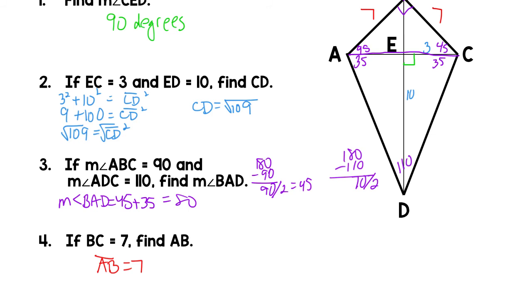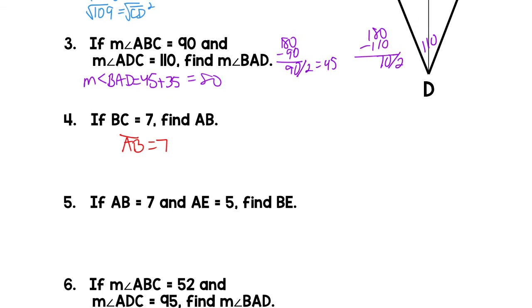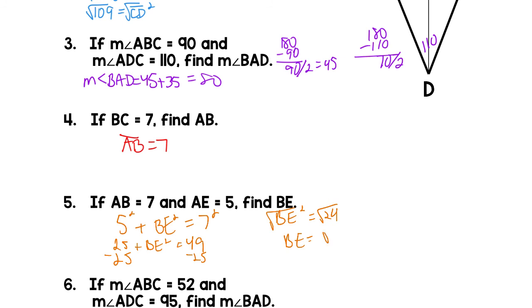Well, AB is 7, AE is 5. This is another case of the Pythagorean theorem. But now we have 5 squared plus BE squared equals 7 squared. That's 25 plus BE squared is 49. We subtract 25 from each side, and we get BE squared is going to be 24. And we take the square root of each side to get that BE is equal to the square root of 24.